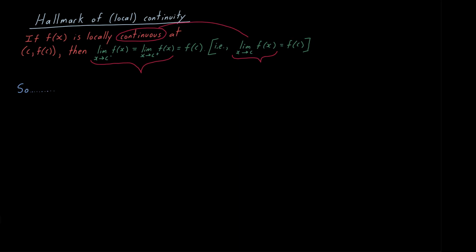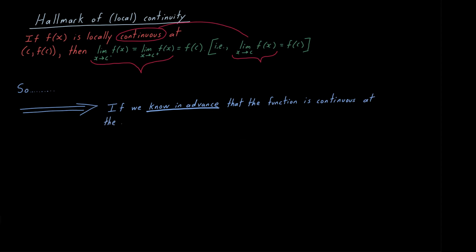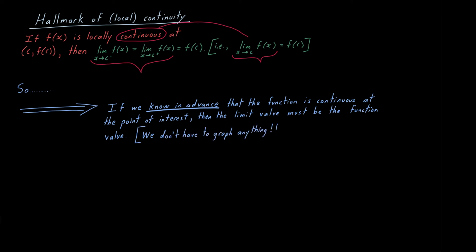So here's the payoff. If we're given a limit problem dealing with a particular function, and if we know in advance from our knowledge of algebra and foundations and trig that a function is continuous at the point of interest, then the limit value is numerically the same as the function value. And we don't have to graph anything in order to solve the limit problem. So how can we know in advance that a function is continuous at a point? Well, we fall back on our algebra and precalculus knowledge.